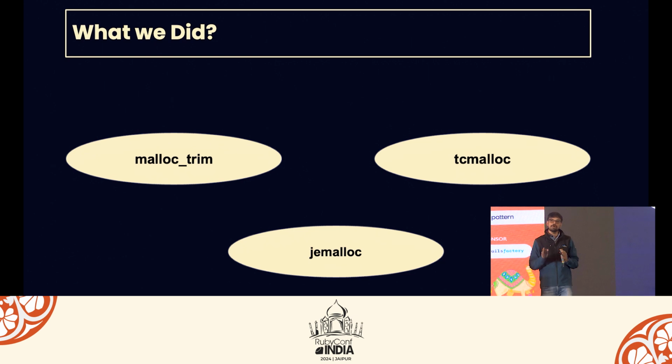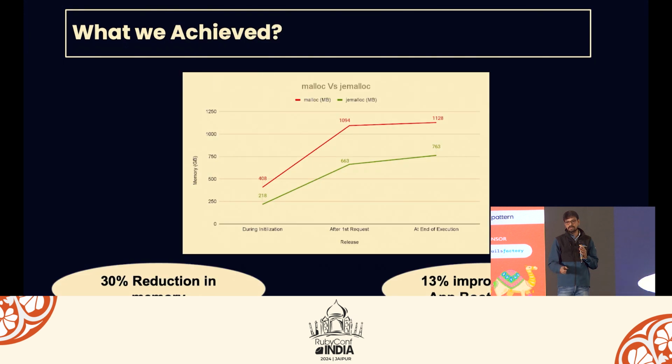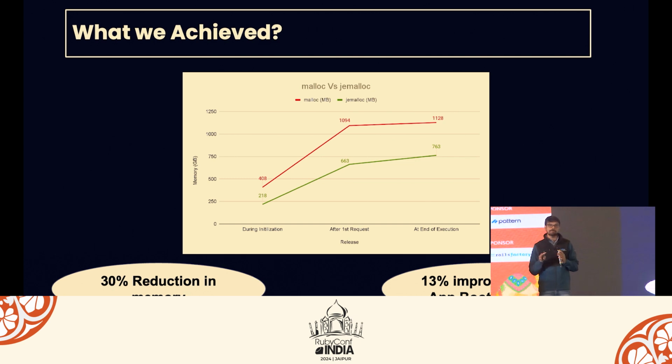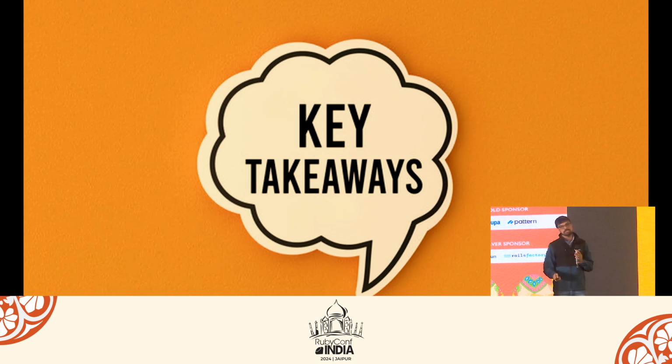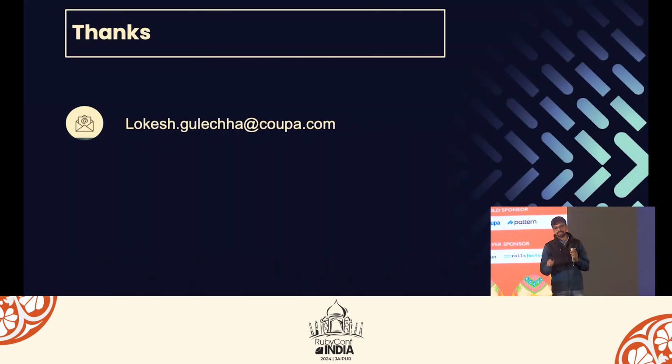With jemalloc, we compiled the entire Ruby and our code base to jemalloc, and if you look at the results, we observed almost a 30% reduction in memory. This 30% reduction in memory directly impacted the cost, so there was a 30% reduction in the cost. At Coupa, the scale of the servers is in the thousands, so for all those thousands of servers, we optimized around 30% of the infrastructure cost.